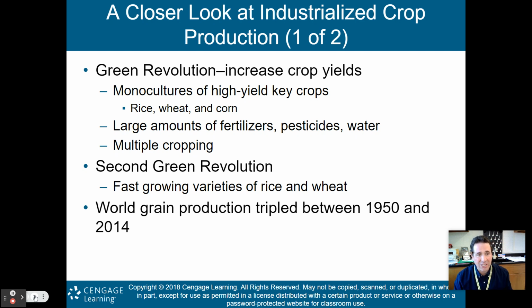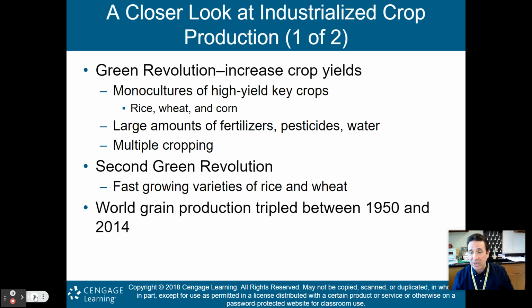The second green revolution came in again maybe about 50 to 60 years ago. Basically, we came up with genetically modified varieties of rice and wheat that grow very, very fast. So again, just another way that we increased our crop yields. And again, on paper, it looked like we did a very good job, right? Look at this: world grain production tripled between 1950 and 2014. So again, on paper, it looks like a great thing.